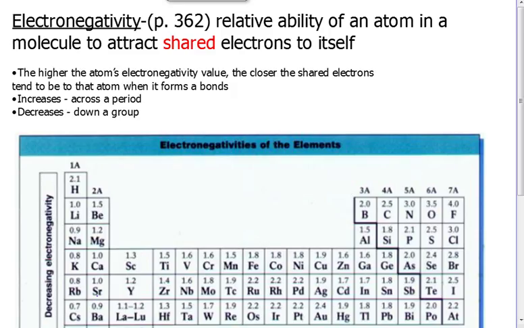One thing we need to think about is how strong the elements are. The one trend we're talking about this unit is electronegativity. Electronegativity is the strength factor.